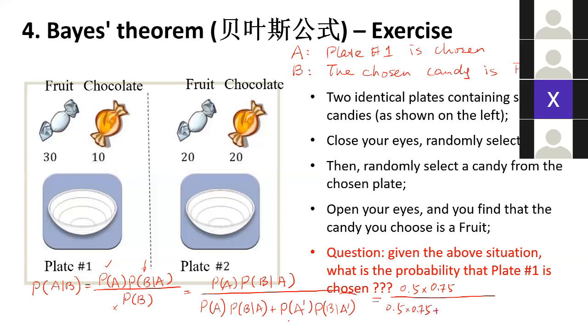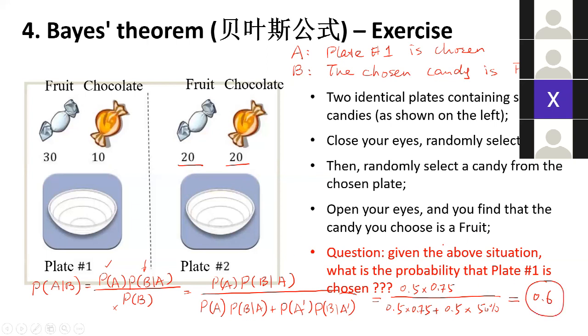Second part, first of all, the probability of A prime, that means the probability of choosing plate 2, which is also 50%, right? Next, if we choose plate number 2, the probability of choosing a fruit candy given plate number 2 is chosen is 50%, right? Because 20 fruit, 20 chocolate. So there's a 50% you choose a fruit. Okay, so after calculation, the probability is 0.6.